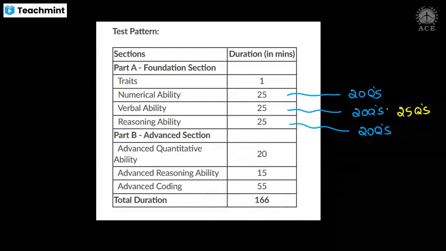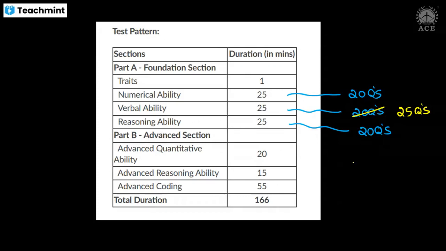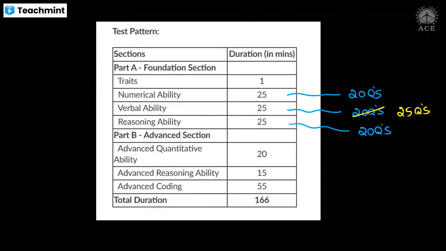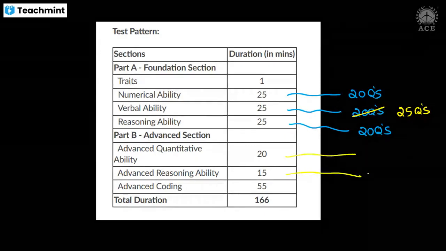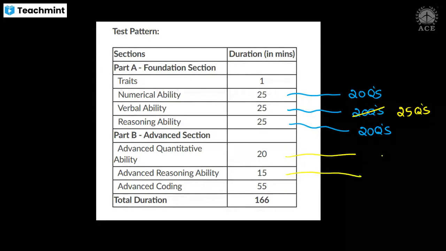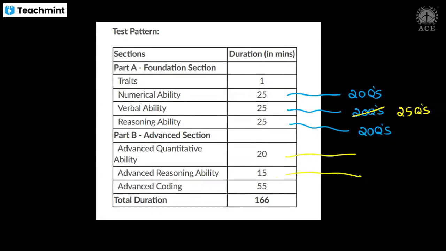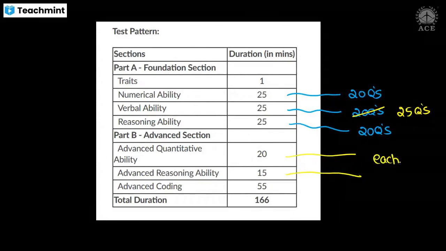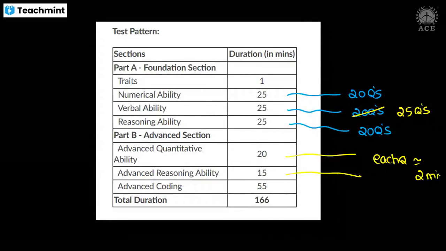In advanced also they didn't mention the number of questions, but we have a rough guess. With 15 minutes, they can hardly give 6 to 7 questions here. Here also 7 to 8 questions. With a time duration of 20 minutes at advanced level, we are guessing each question takes around 2 minutes. Around 2 minutes in advanced.